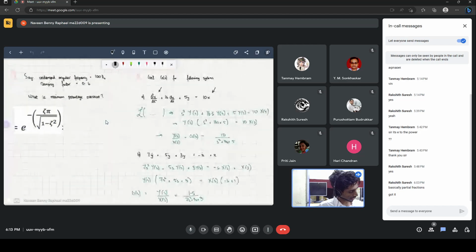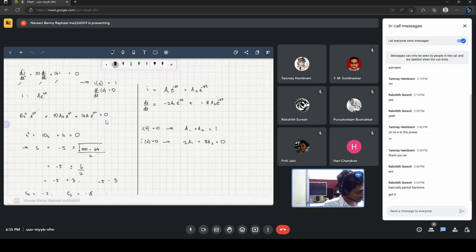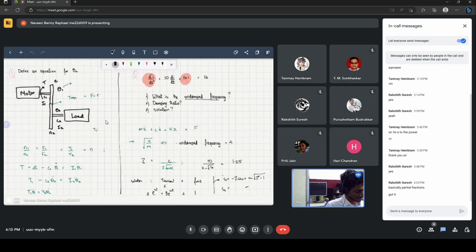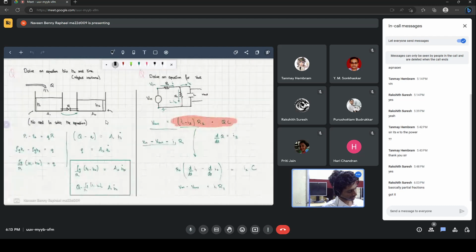Now I said I'll solve this question. I've done that, and essentially all of these equations can also be likewise solved using the Laplace transform, except that the equations will just be slightly longer to solve.